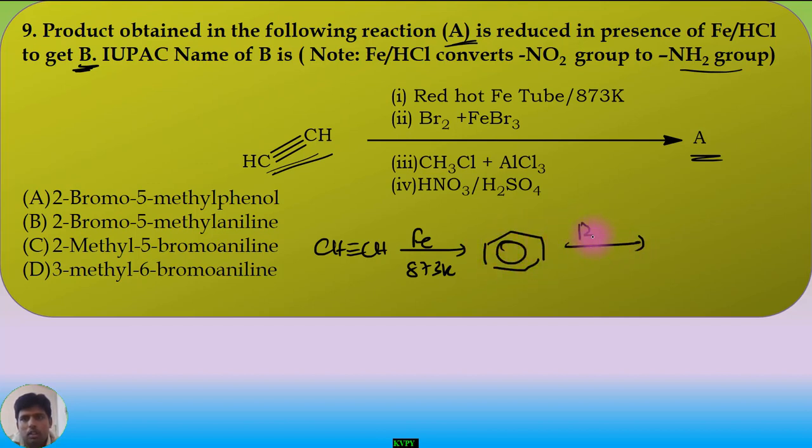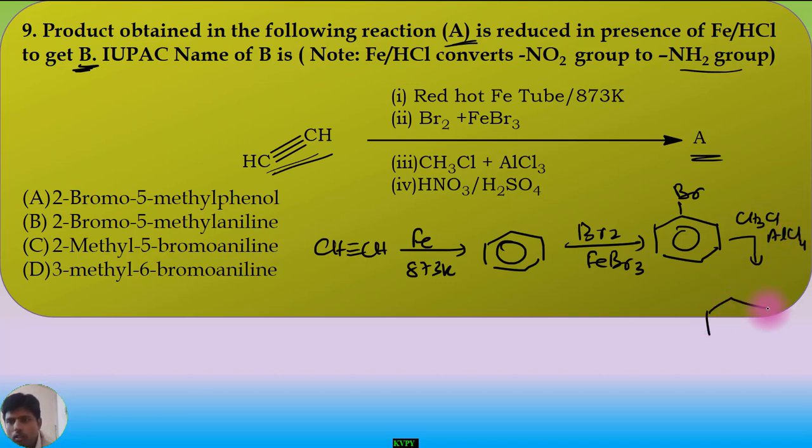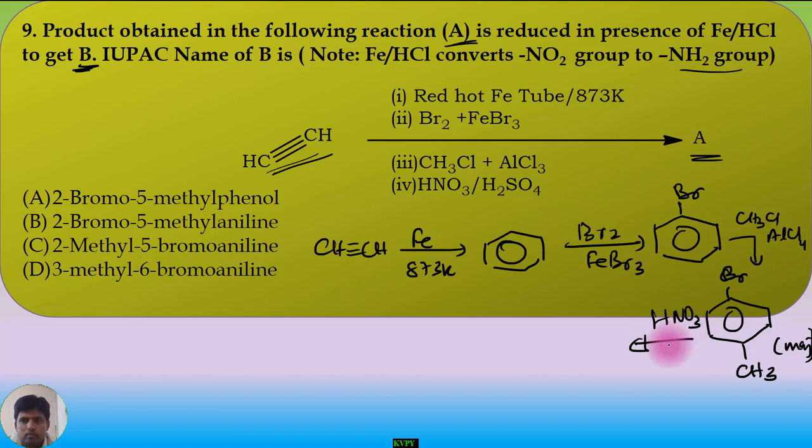And then Br2 with FeBr3 will give bromobenzene. This can be treated with CH3Cl and AlCl3. There is a Friedel-Crafts reaction, alkylation. So it will form 4-bromotoluene. This will be the major product. So we consider only the major product here. This one on treatment with nitric acid, HNO3 and H2SO4, is nitration.